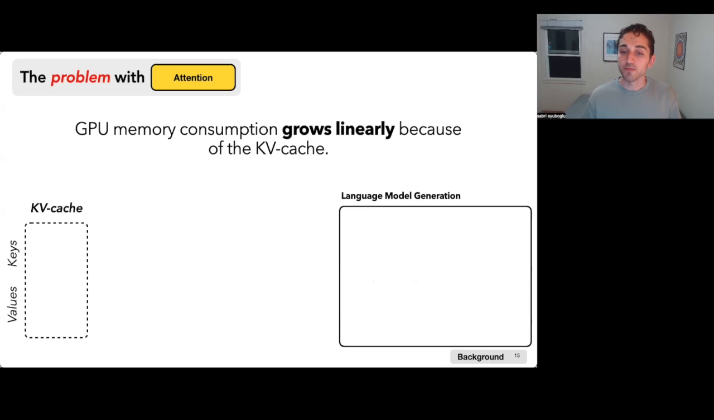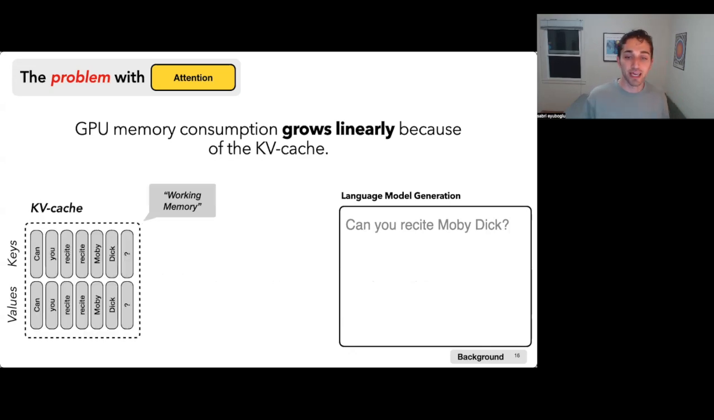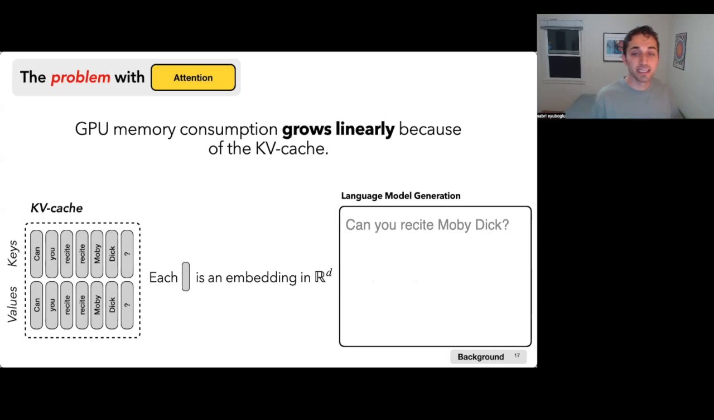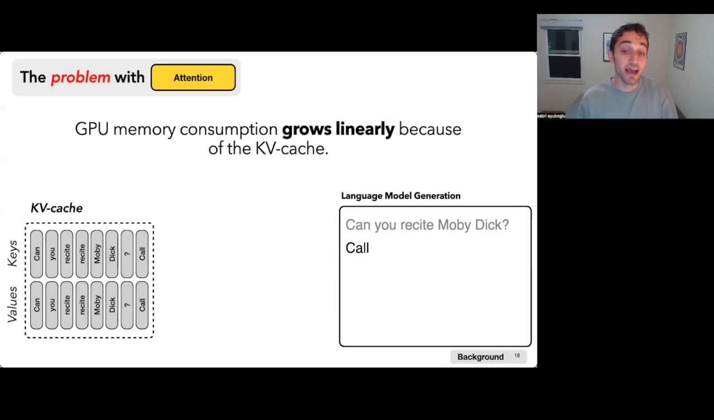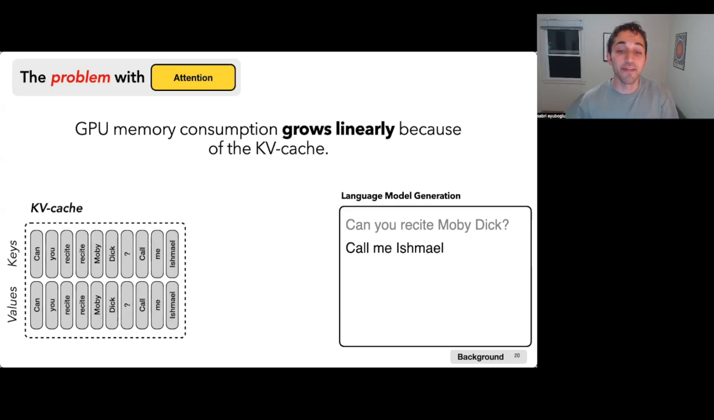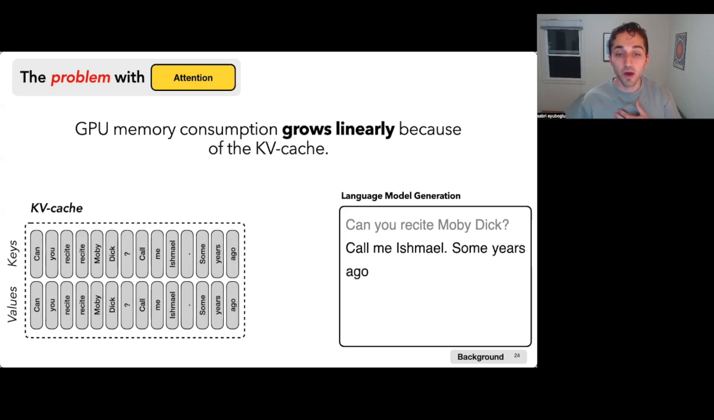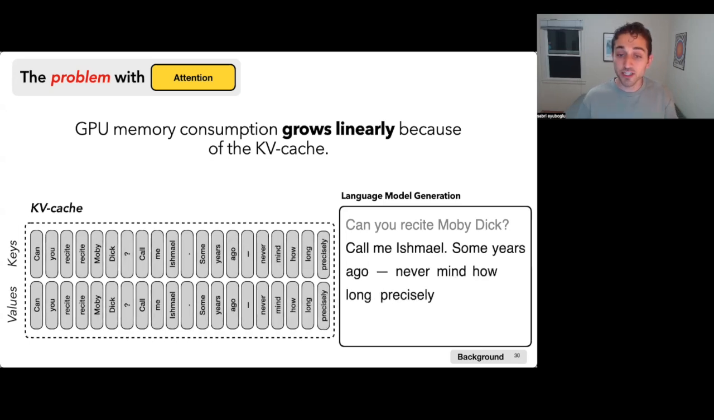So all of this memory consumption goes towards this construct called the KV cache. In the interest of time, I'm going to brush over why the KV cache is necessary to generate with attention. But you can think of the KV cache as the model's working memory during generation. So when a user types in a prompt, like, can you recite Moby Dick? That prompt text will be stored in the KV cache. Each token in the text is going to be represented by a d-dimensional key and value embedding. Then once the model starts generating, every token that's generated is also going to be added, and the KV cache is going to grow to accommodate it. Once the model is done generating, we'll have consumed memory proportional to the length of the text.